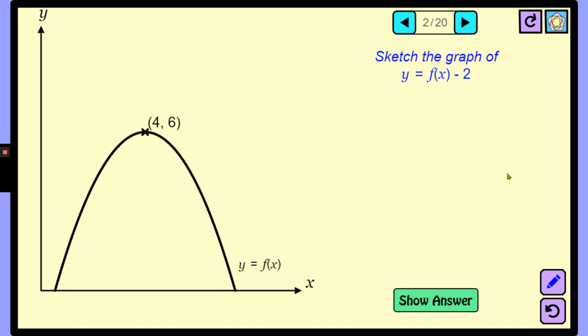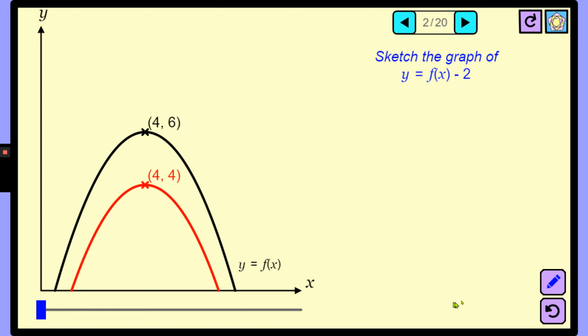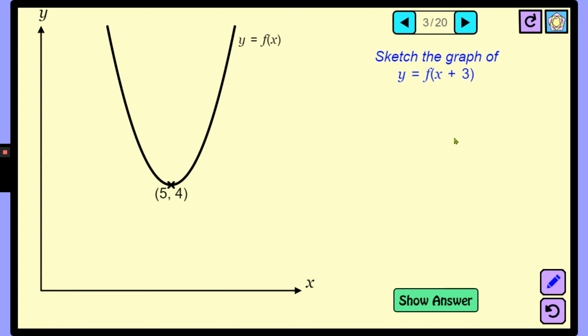So here's question 2, have a go, pause. Okay, so you can see you're subtracting 2 from the y values, so that's going to go down and your answer is 4, 4.